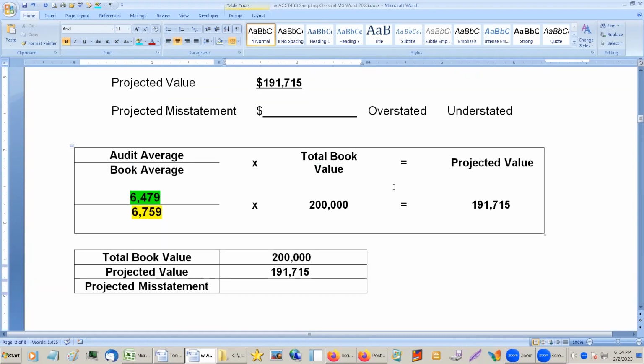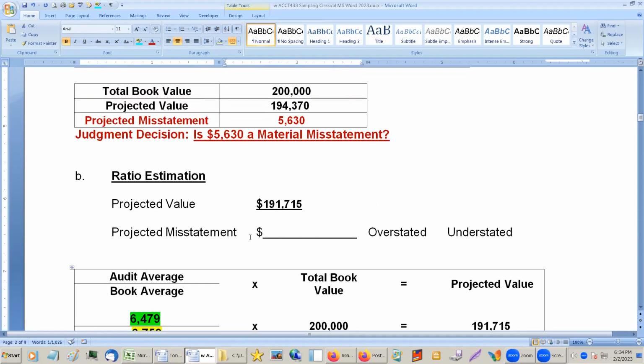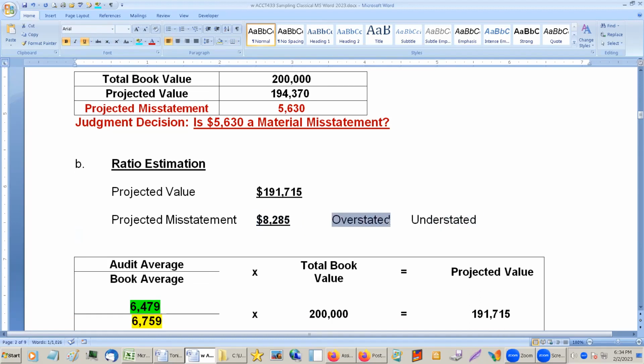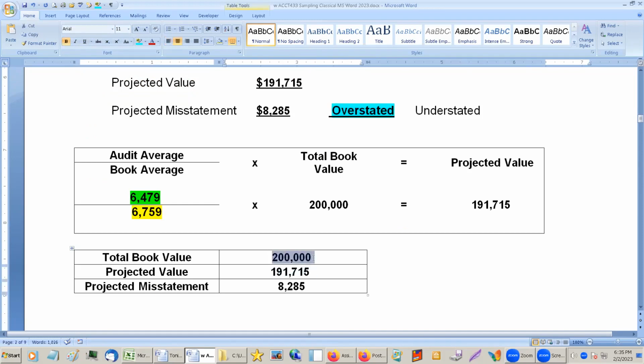And the projected misstatement is the other number, $8,285. Did you guys get those? Yep. Okay. Overstatement or understatement? Are their books too high or too low? Would it be overstated? Very good. Yeah, it's overstated. We're saying that it's worth 191,000, and they're saying it's worth 200,000.